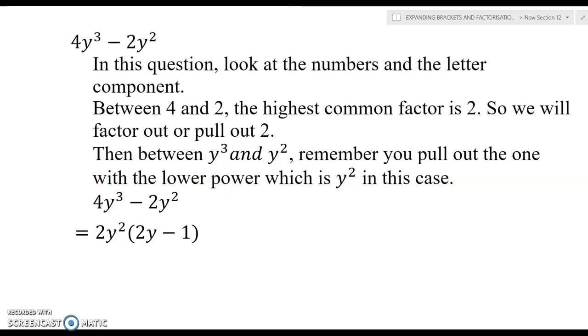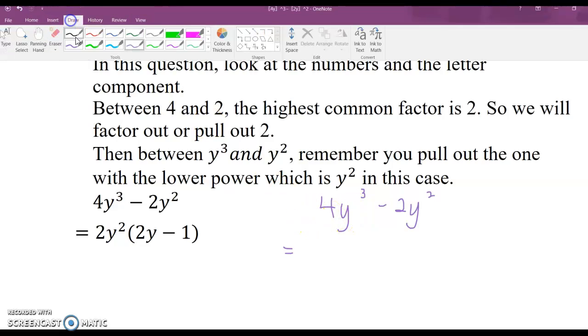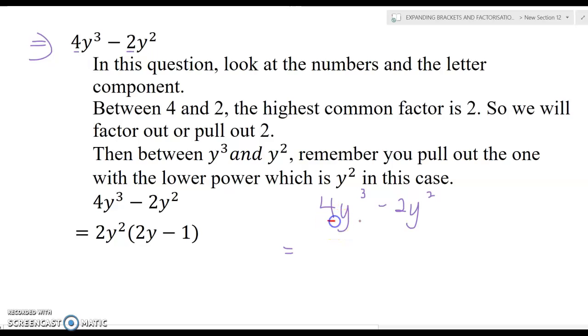So now we have 4y to the power 3 minus 2y squared. If we realize, before the y's we have 4 here and we have 2 here, and then we have the common letter, which is the y, right? So we actually need to look at this in two pieces. So 4y to the power 3 minus 2y to the power 2. First, you look at the numbers by itself. When I say numbers by itself, I'm talking about the numbers before the y's, so the 4 and the 2. What is the highest common factor between 4 and 2? It is 2, right?